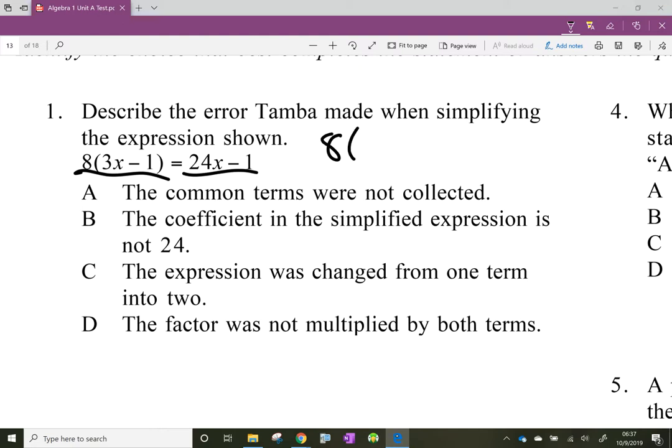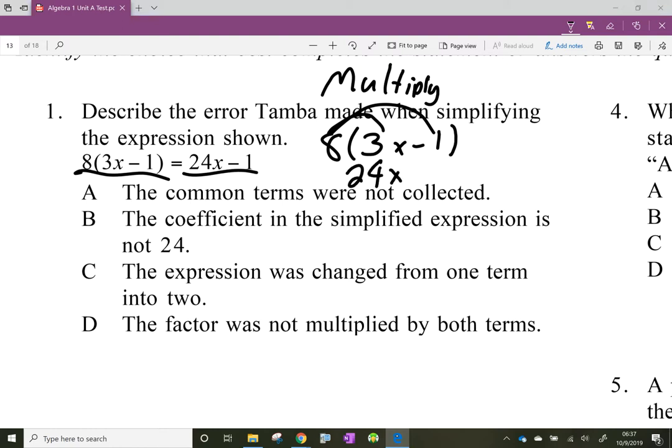Now, what we know is if we had 8 times 3x minus 1, and we were to simplify that expression, we would distribute the 8, which means multiply the 8 into the parentheses to both terms, 3x and minus 1. So when I do that, 8 times 3x simplifies to 24x. 8 times 3 makes 24. But also, you have to remember that we're multiplying 8 to the negative 1 as well. 8 times negative 1 makes a negative 8, and we get minus 8. So this is the correct way of simplifying it.